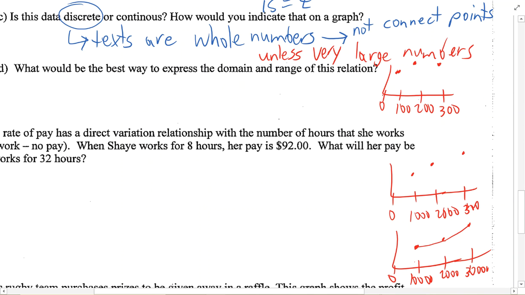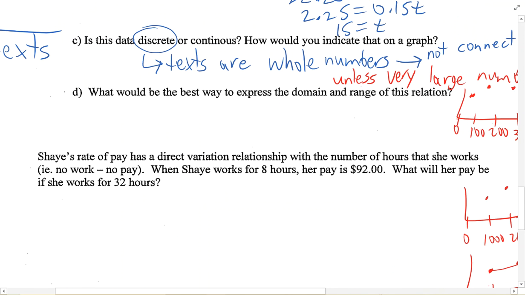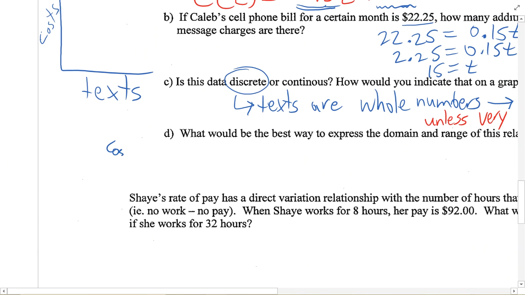That's why. What would be the best way to express the domain in this relationship? So looking here for costs, I would probably have a minimum, so I'd probably have a 20. And then I'd go, each text is 15 cents, so 20.15, 20.30, and then I would go on to my maximum value. Or you use the dots to show the pattern, which shows that it continues forever in that pattern.